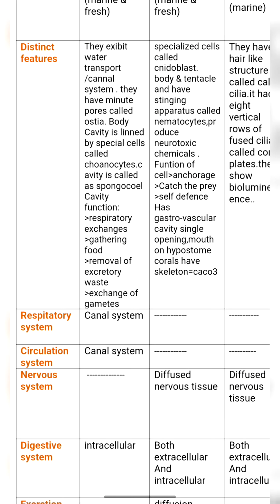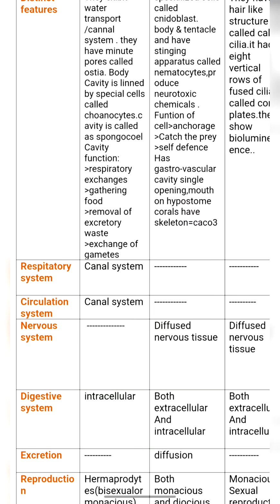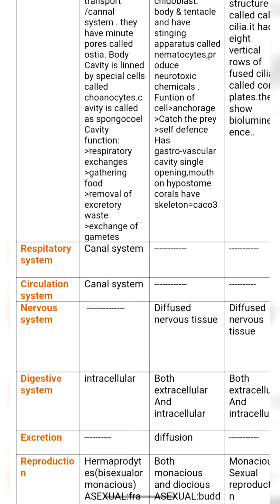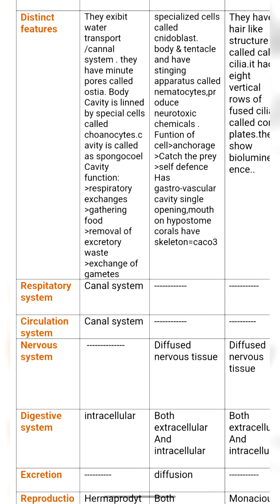Okay, so next you can see this cavity. We have the body cavity, very important, remember, that is the sponge cell. Okay, and also functions. What are the functions of choanocytes? We know that they are special cells, right? See, those help in respiratory exchange, gathering of food, removal of excretory waste, and exchange of gametes. Very important, four functions of the cells. Okay, so you must remember.